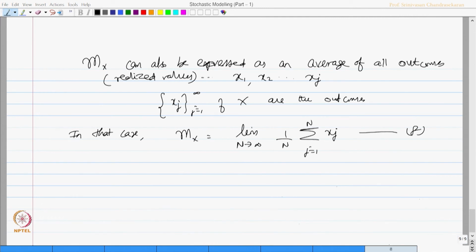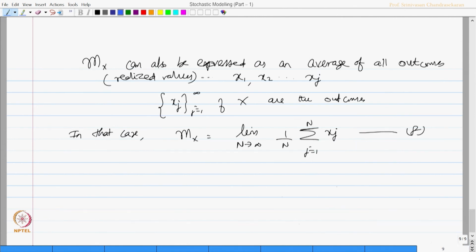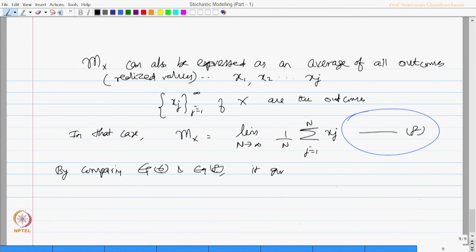Interestingly friends, if you look at equation 6 and equation 8, so if you look by comparing equation 6 and equation 8, it actually gives two ways of expressing the mean value, is it not? Let us try to connect these two.